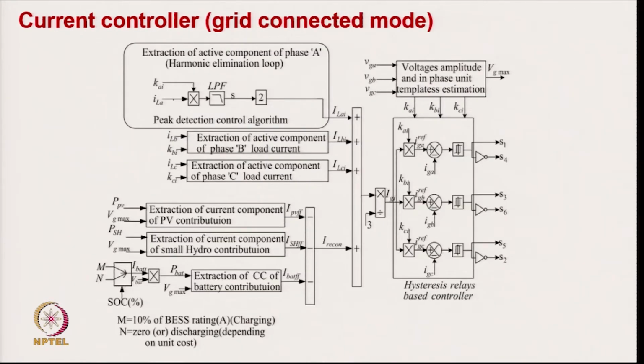So, this is in current control mode when it is connected to the grid. We are extracting the fundamental current for the 3 load currents. And we have here the feed forward term for the solar, then feed forward for the small hydro, and then whatever power we want to exchange from the battery, that also we are taking.